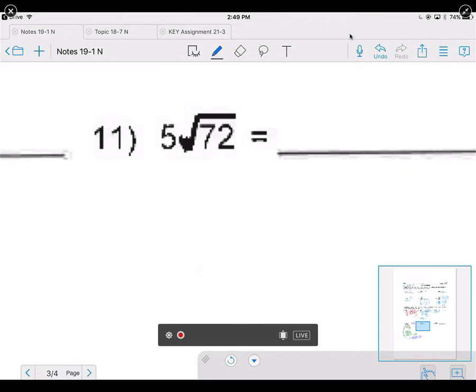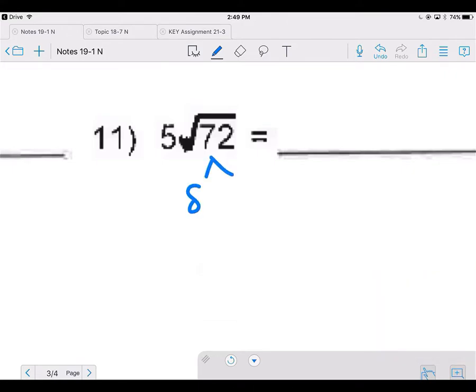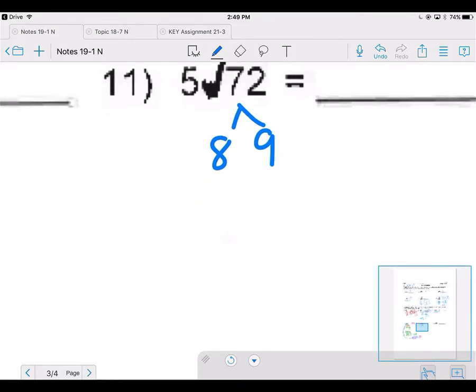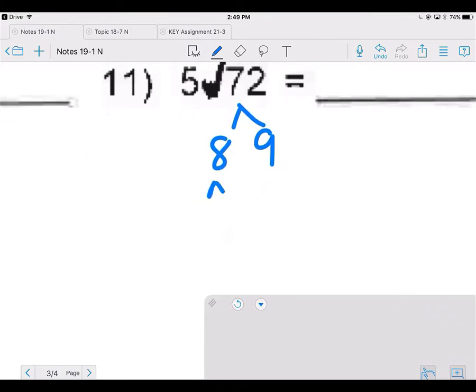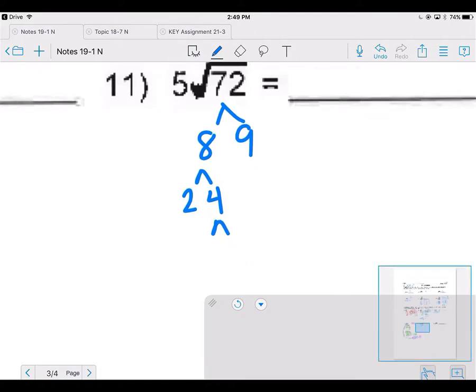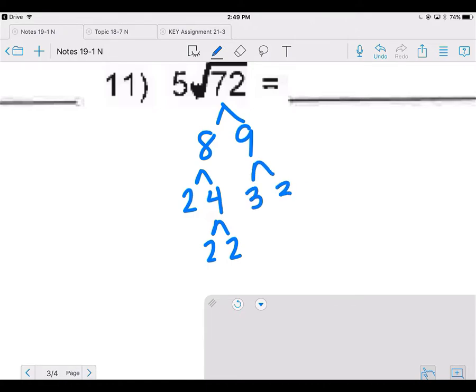So the square root of 72, 72 can be broken up into 8 and 9. Remember, there are lots of ways to break up numbers, so don't worry if you pick something different. Just stick with it. 8 is 2 and 4. 2 cannot be broken up any further, but 4 can break up into 2 and 2. 9 can be broken up into 3 and 3 and cannot be broken up any further.